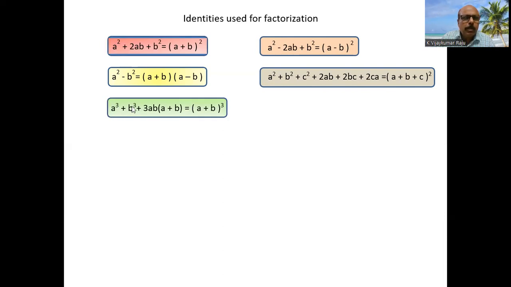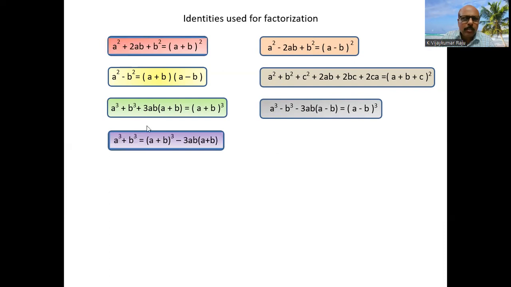Next, a raised to 3 plus b raised to 3 plus 3ab into (a plus b) is equal to (a plus b) whole cube. Cubes of two terms: the cube of the first term and the cube of the second term, and all terms are positive, then it is (a plus b) whole cube. If it's a cube of two terms with minus, that is a raised to 3 minus b raised to 3 minus 3ab times (a minus b), then it is (a minus b) whole cube.